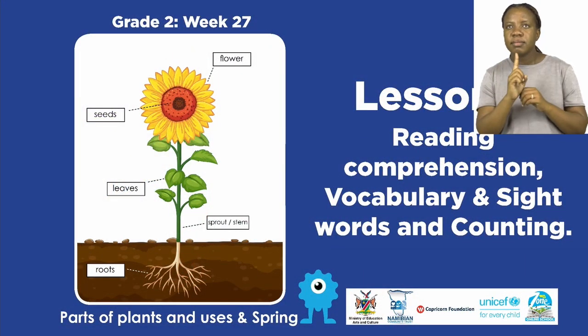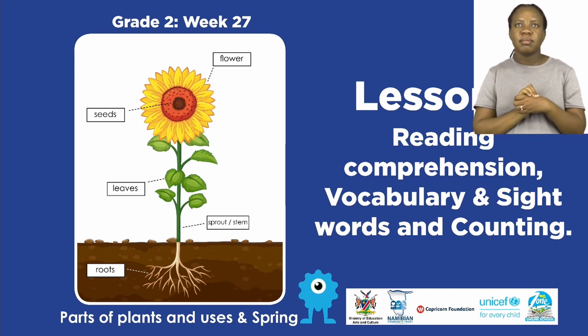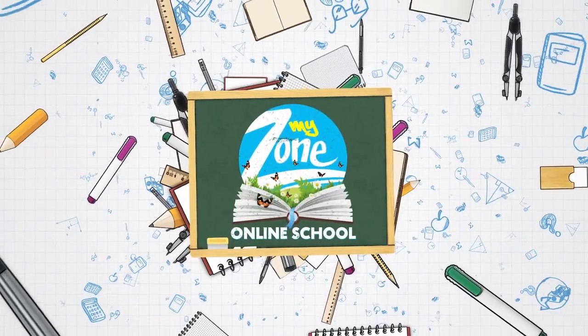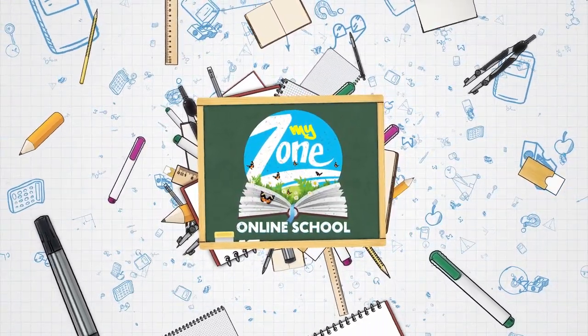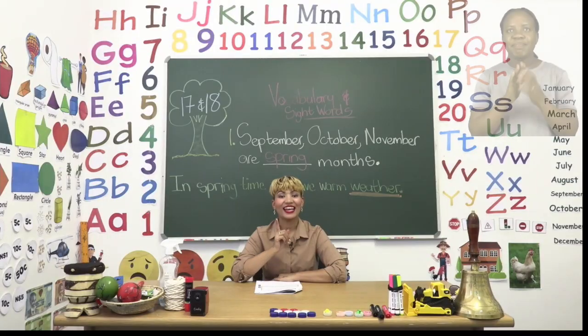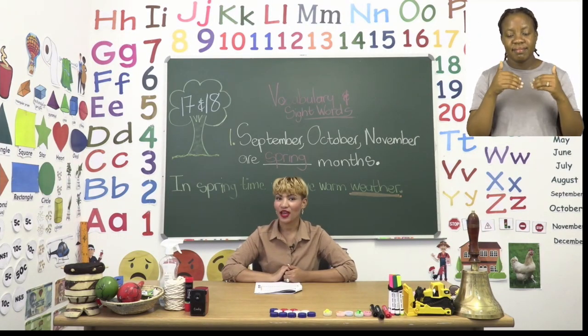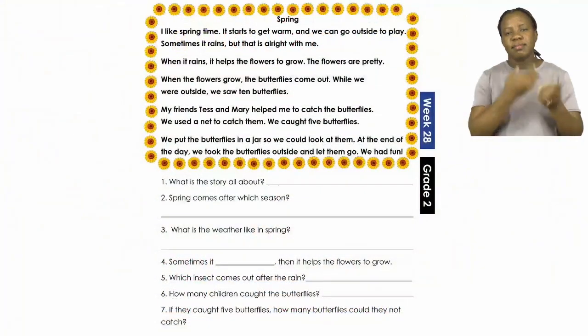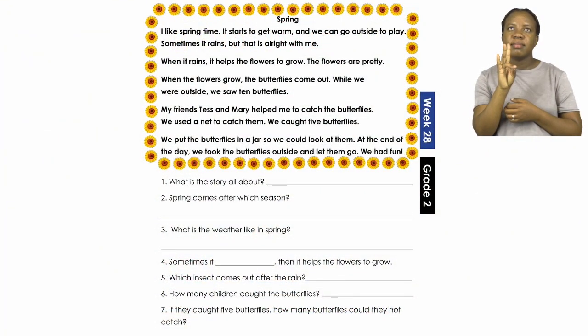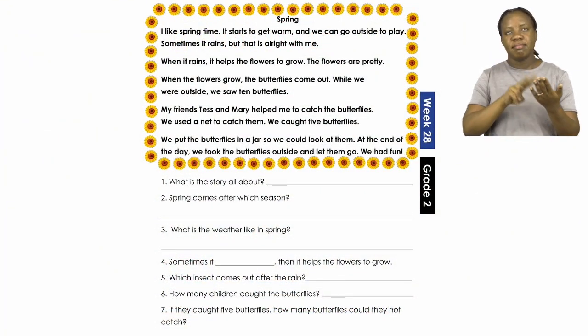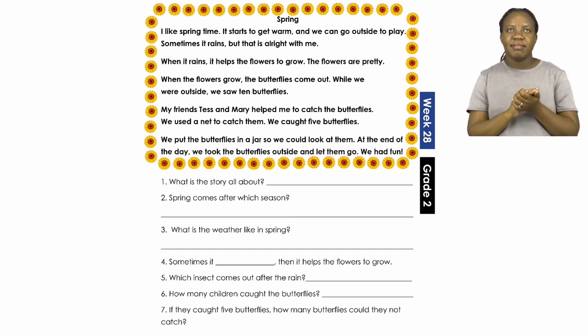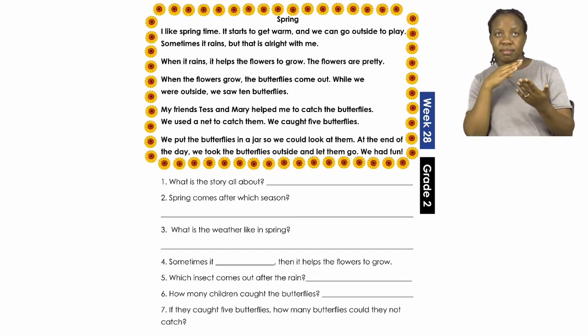Today's lesson will have reading comprehension, we will do vocabulary and sight words, and also counting. Let's start today's lesson on page 17. Now here we have a reading comprehension. Now we have to read the story and answer the questions.